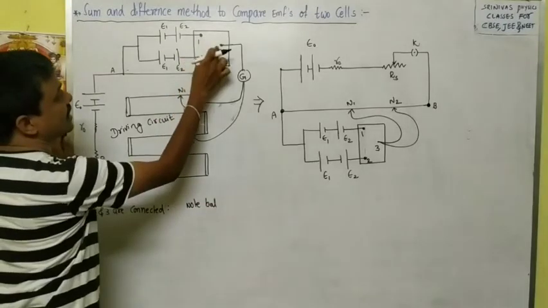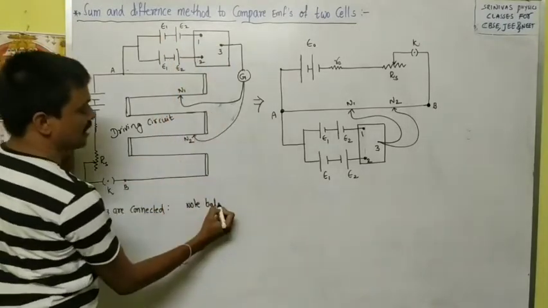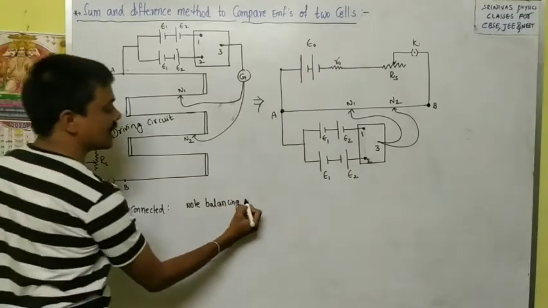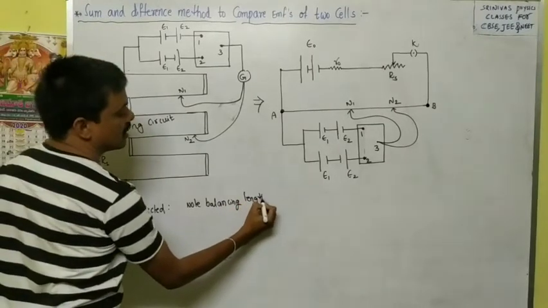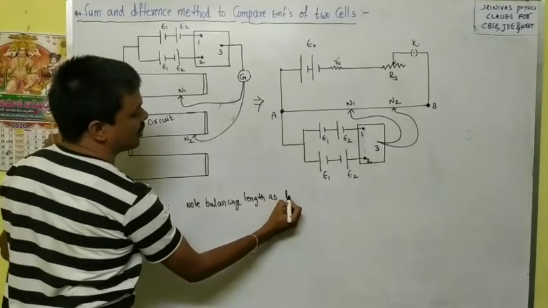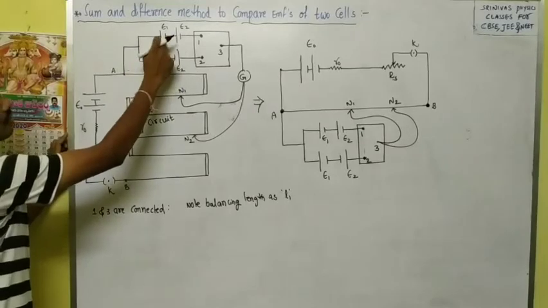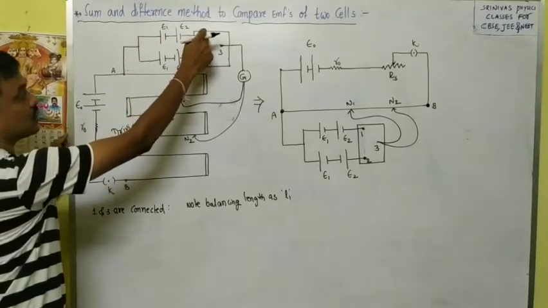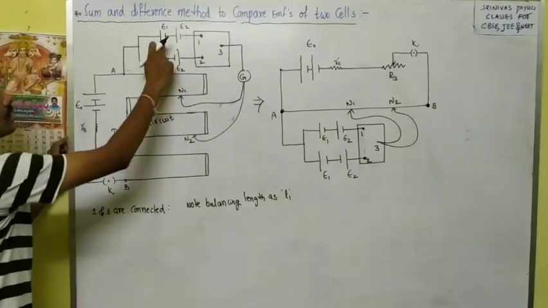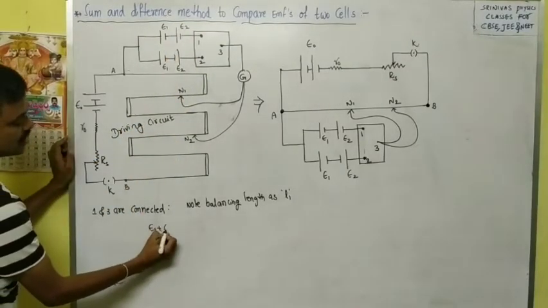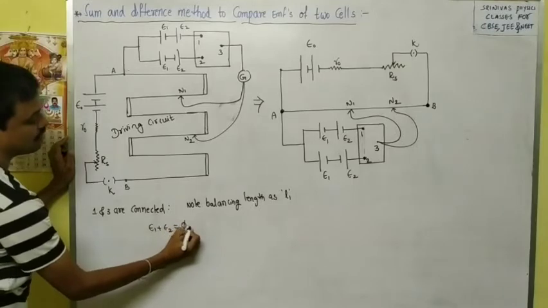E1, 1 and 3 you can connect. Then note the balancing length as L1. Okay, and what is the total EMF? When we connect 1 and 3, what is the total EMF that is active? E1 and E2 are in series. Then the total EMF is E1 plus E2. Then E1 plus E2 is equal to phi L1.